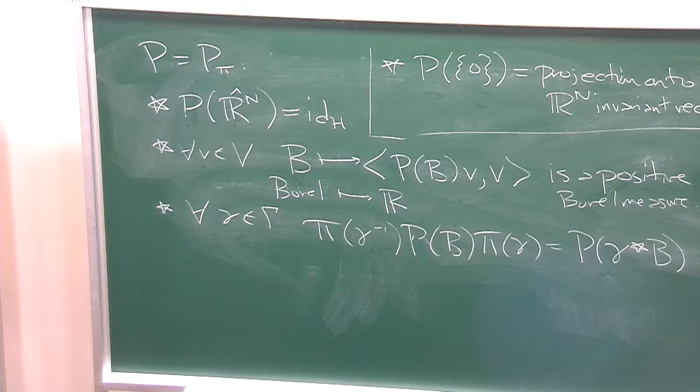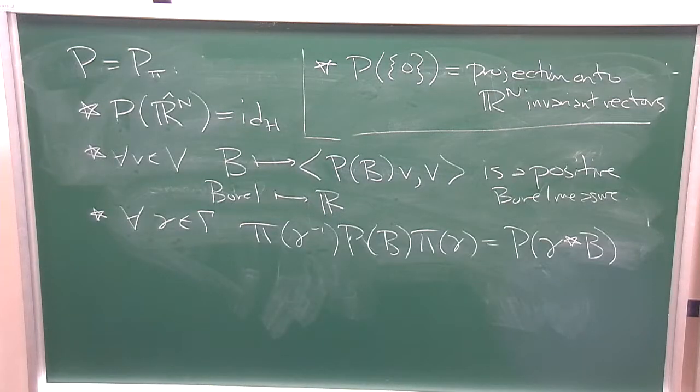So, you didn't write all the properties of the projection valued measure that you measured. I wrote all the properties that I'm going to use. There's lots of properties. And just, okay, so just a philosophical comment.